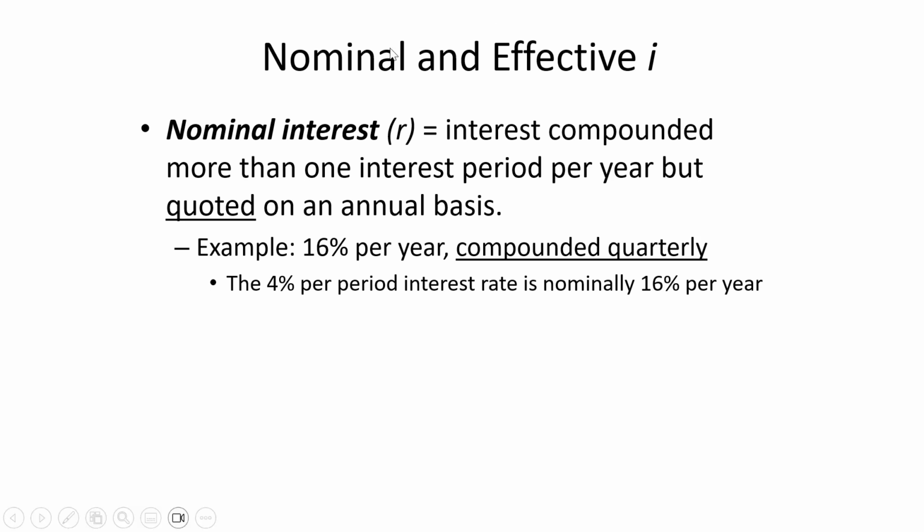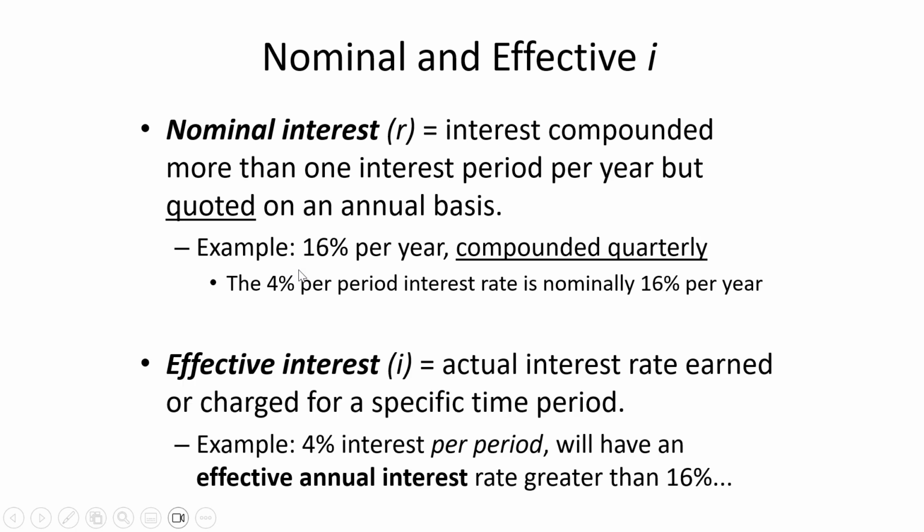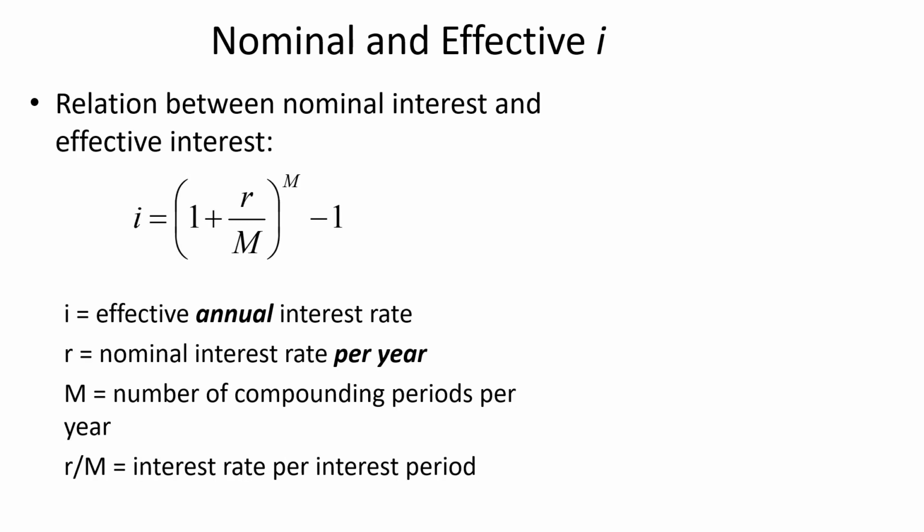So in this example of 16% per year, what that means if it's compounding quarterly is that it's actually 4% interest rate per period, each quarterly period. So the effective interest rate is going to be the actual interest rate that takes into account the fact that the interest compounds within the year. So here's the formula for how we can calculate the effective interest rate based on a given nominal interest rate.